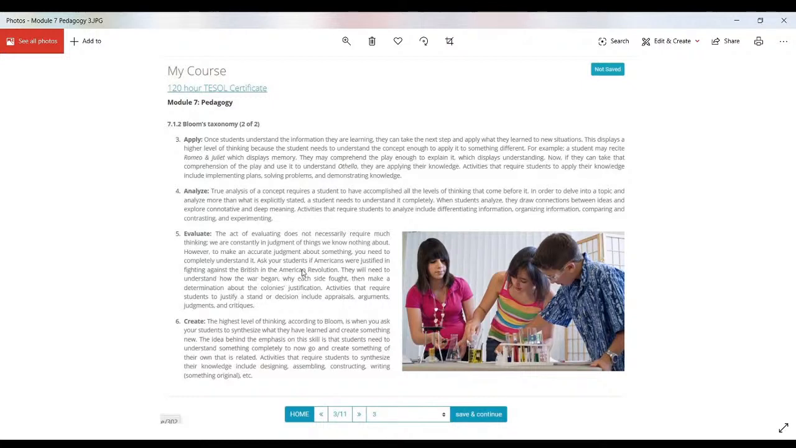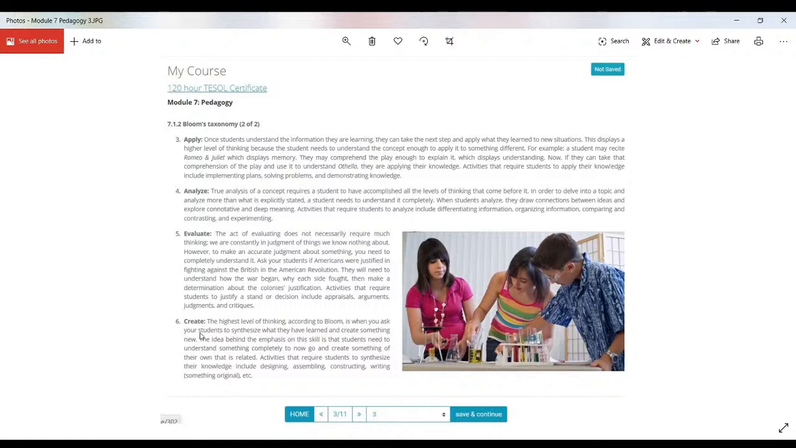So ask your students if Americans were justified in fighting against the British in the American Revolution. They will need to understand how the war began, why each side fought, then make a determination about the colony's justification. Activities that require students to justify a stand or decision include appraisals, arguments, judgments, and critics.